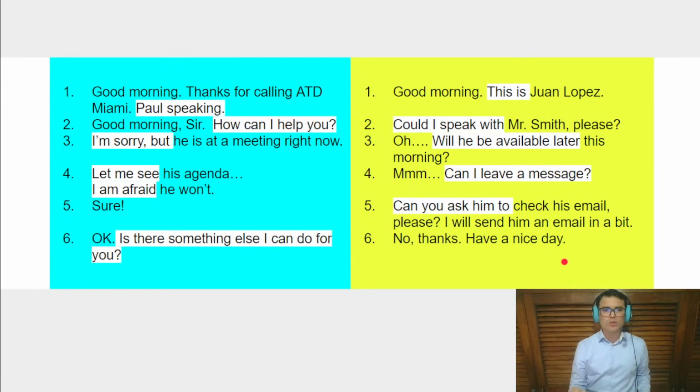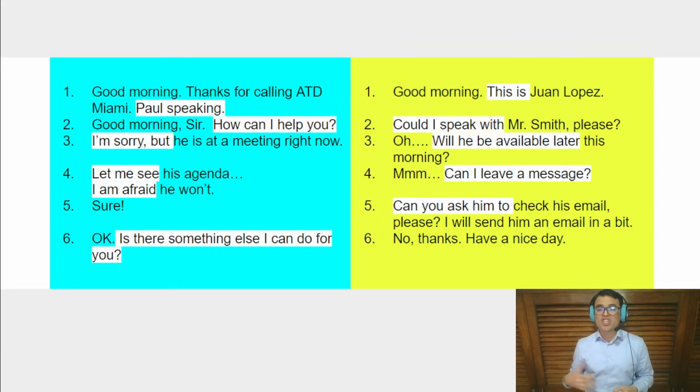Okay, light blue is the person who is receiving the phone call at the company, and yellow is the person reading. And everything that you see in white, all of that is the target language, the expressions that we're trying to learn today. So light blue, 1. Good morning. Thanks for calling ATD Miami. Paul speaking. Yellow, 1. Good morning. This is Juan Lopez. Light blue, 2. Good morning, sir. How can I help you?